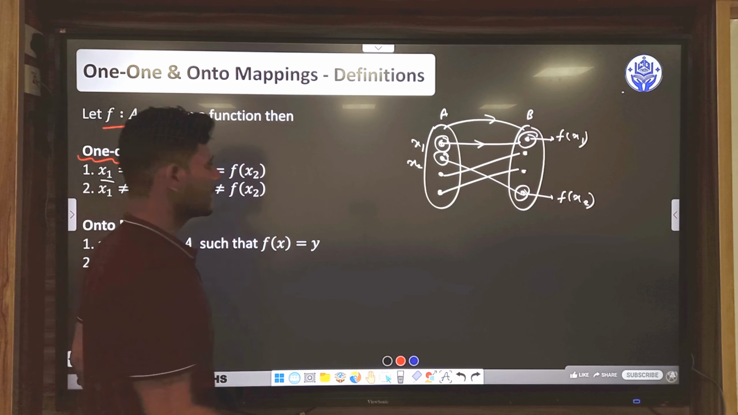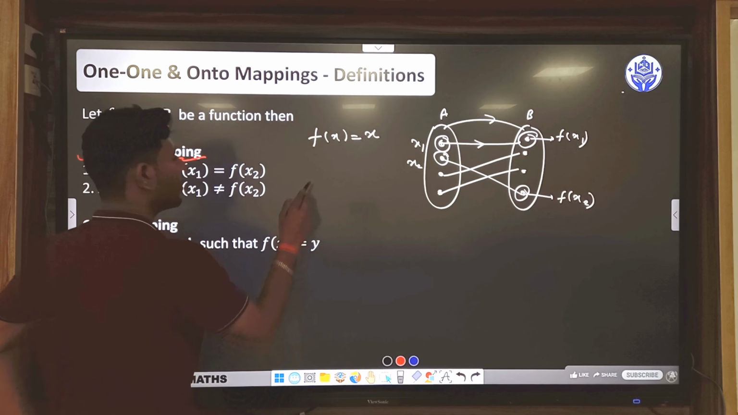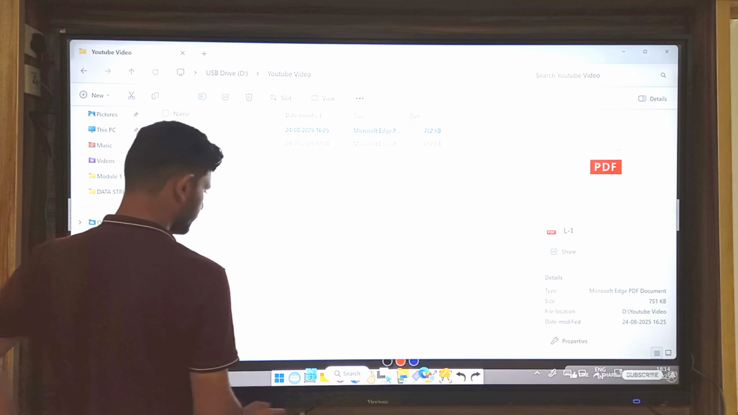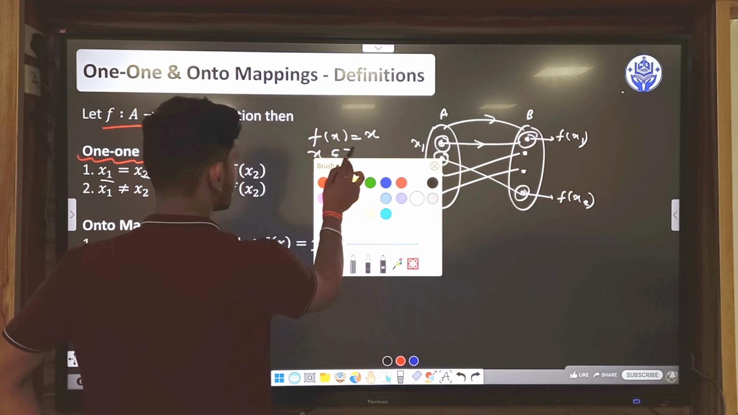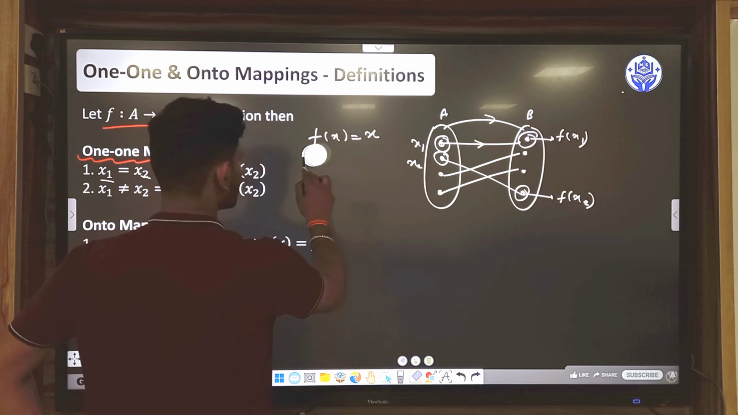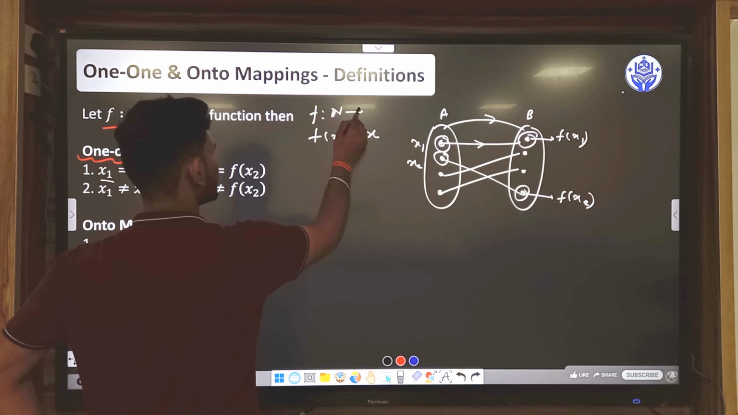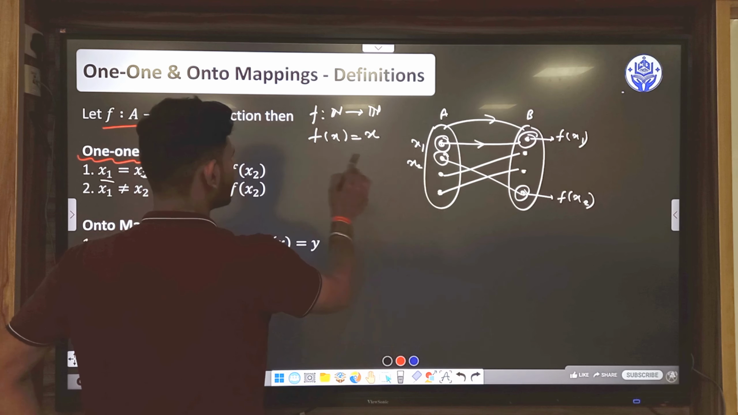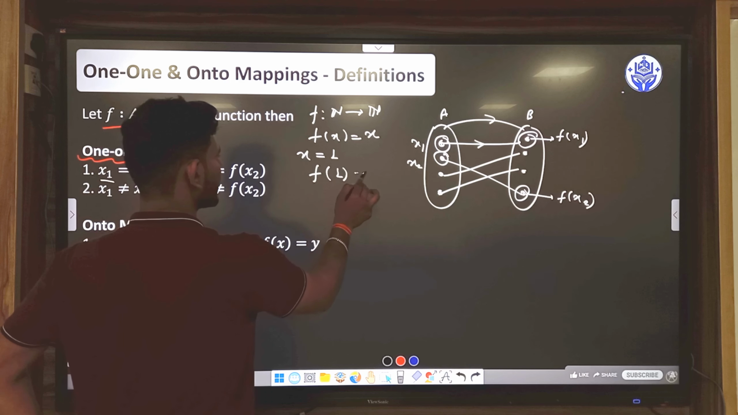Whatever example we can take, for example, f of x is equal to x. If I define my domain with the natural numbers, let's say a function from natural numbers to natural numbers. So I have defined the domain, so I can take x equal to 1, so it will be 1 and 1.